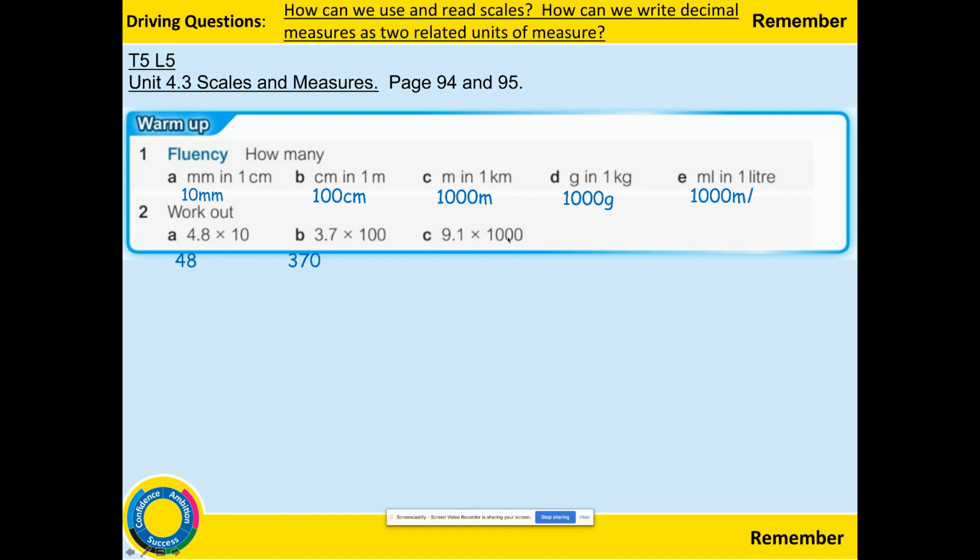Times 1,000, 3 zeros. So you're going to move over 3 places. So 9.1 will become 9,100. Here's the 9 here. 1, 2, 3. Here's the 1. 1, 2, 3. Fill up the 10s and the 1s with a 0.